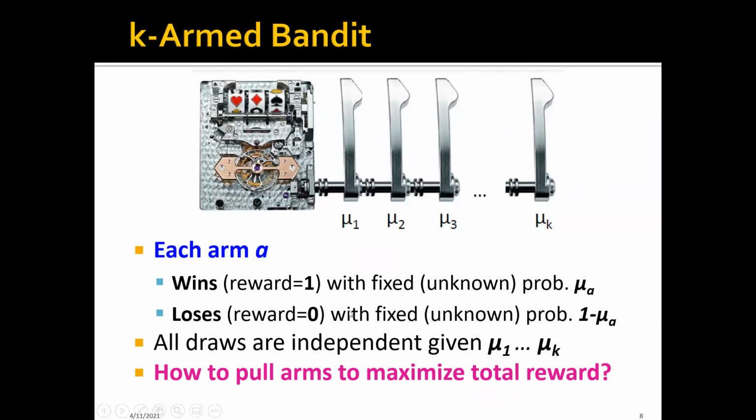And we also assume that all draws, so basically all pulls, will be independent, given mu 1, mu 2, all the way to mu k. So the question is, how do we pull these arms to maximize our total reward?